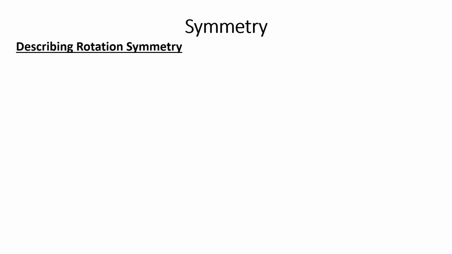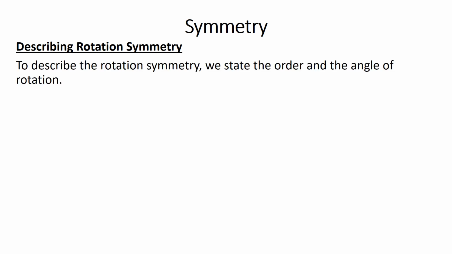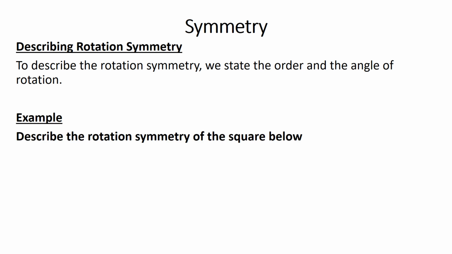We conclude this topic by now looking at what matters, the summary of everything on rotation symmetry, describing rotation symmetry. To describe the rotation symmetry, we state the order and the angle of rotation. So you need to state the order of rotation symmetry and the angle. For example, describe the rotation symmetry of the square below.